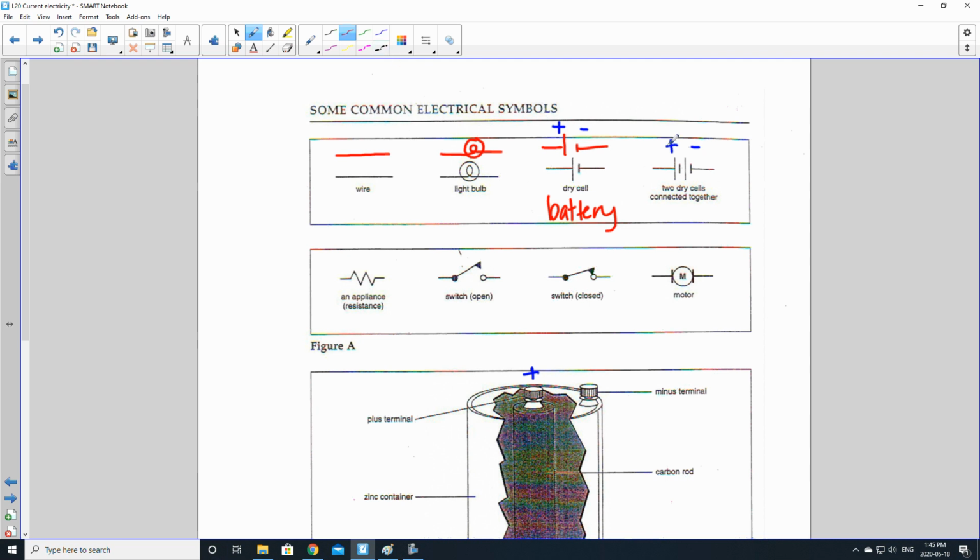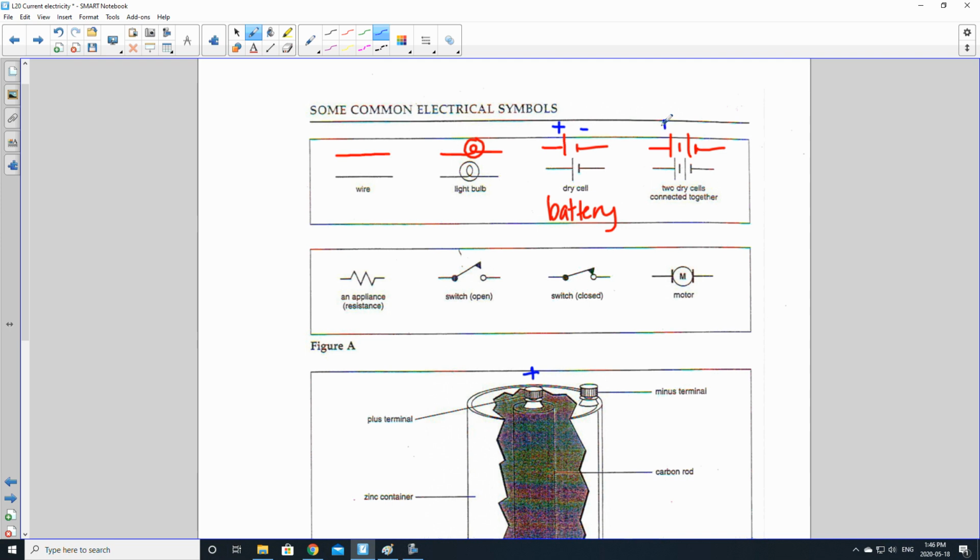So how do you draw this? Sorry, I'm just going to shift things over a little bit. How do you draw this one here? You go long, short, that represents one battery. And then if you have another long and short, like the positive, negative terminal of a battery, that represents two batteries that are connected together.